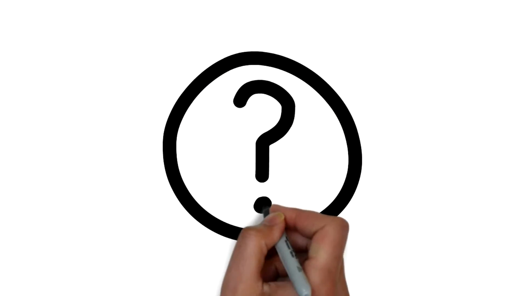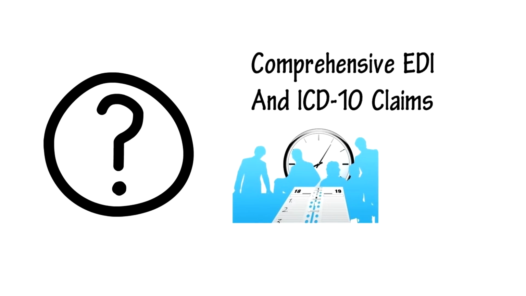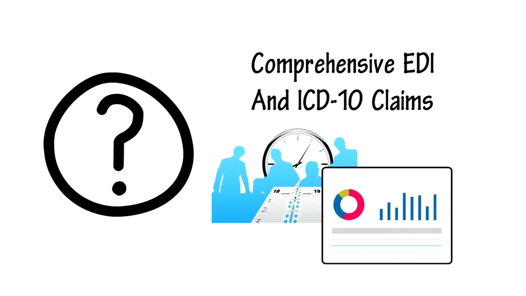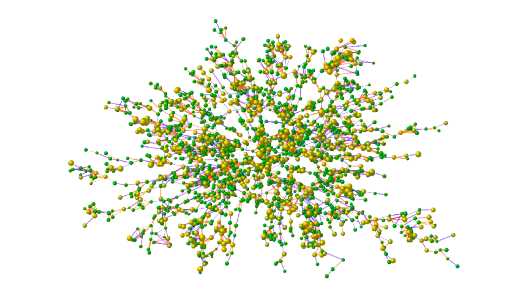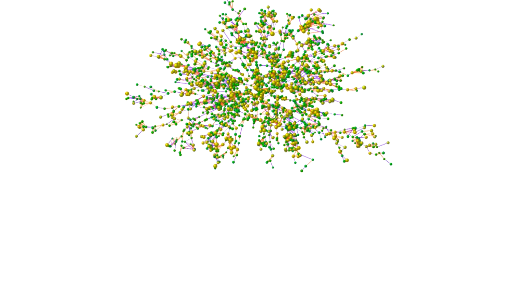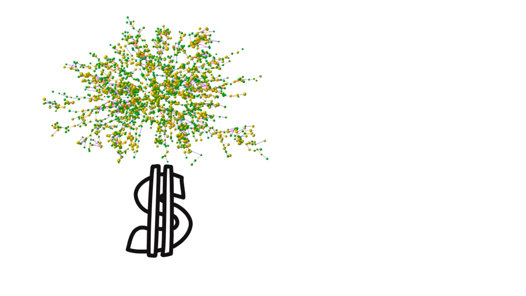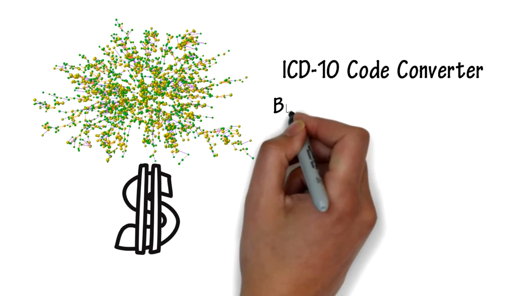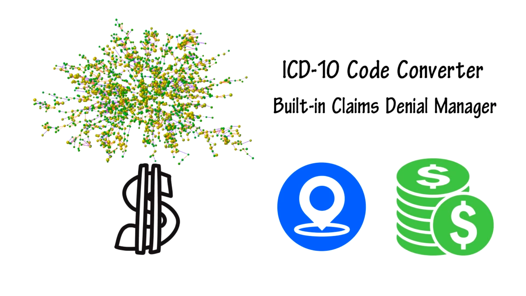What does Medix Premier do? It's a system rich in capabilities ranging from comprehensive EDI and ICD-10 claims, to dynamic individual and centralized scheduling, to reports and analytics, and more. Tens of millions of EDI transactions are processed annually through Medix Premier, which boasts a 99% success rate on first attempt clearinghouse claims. Medix Premier empowers organizations to capture every dollar for every patient, with features such as its own ICD-10 code converter, its built-in claims denial manager, and an ability to track claims in payers' queues in real time.